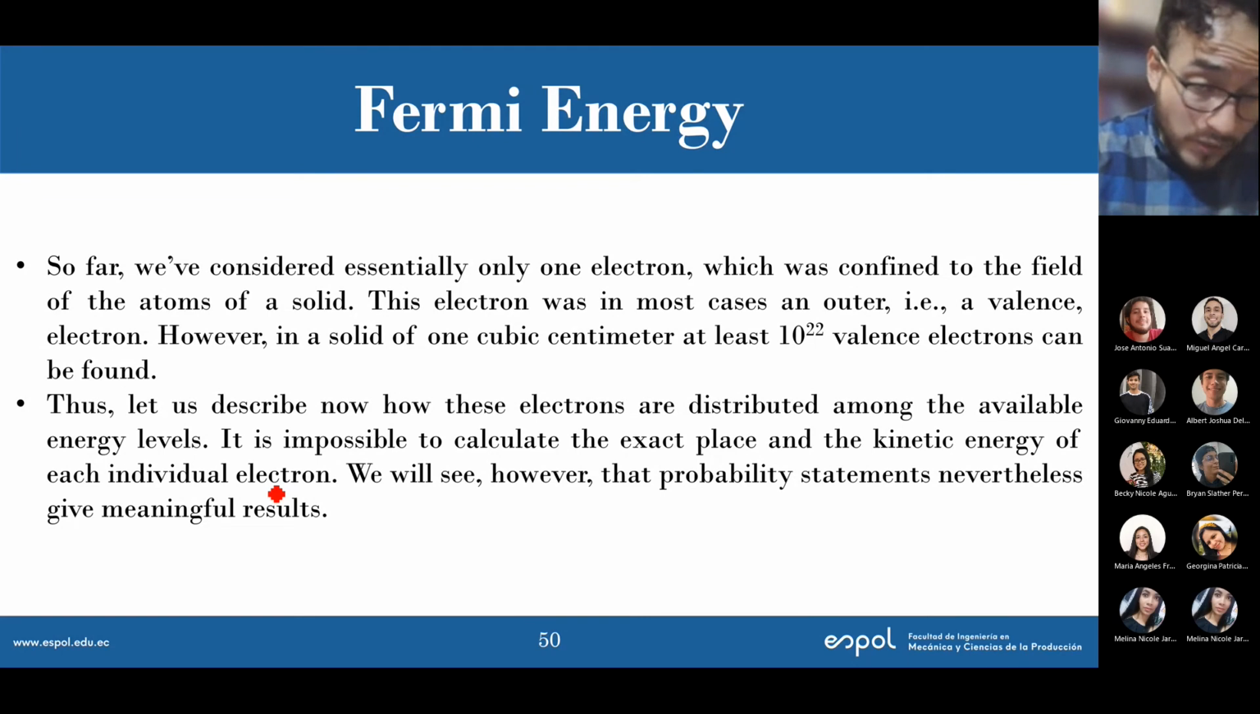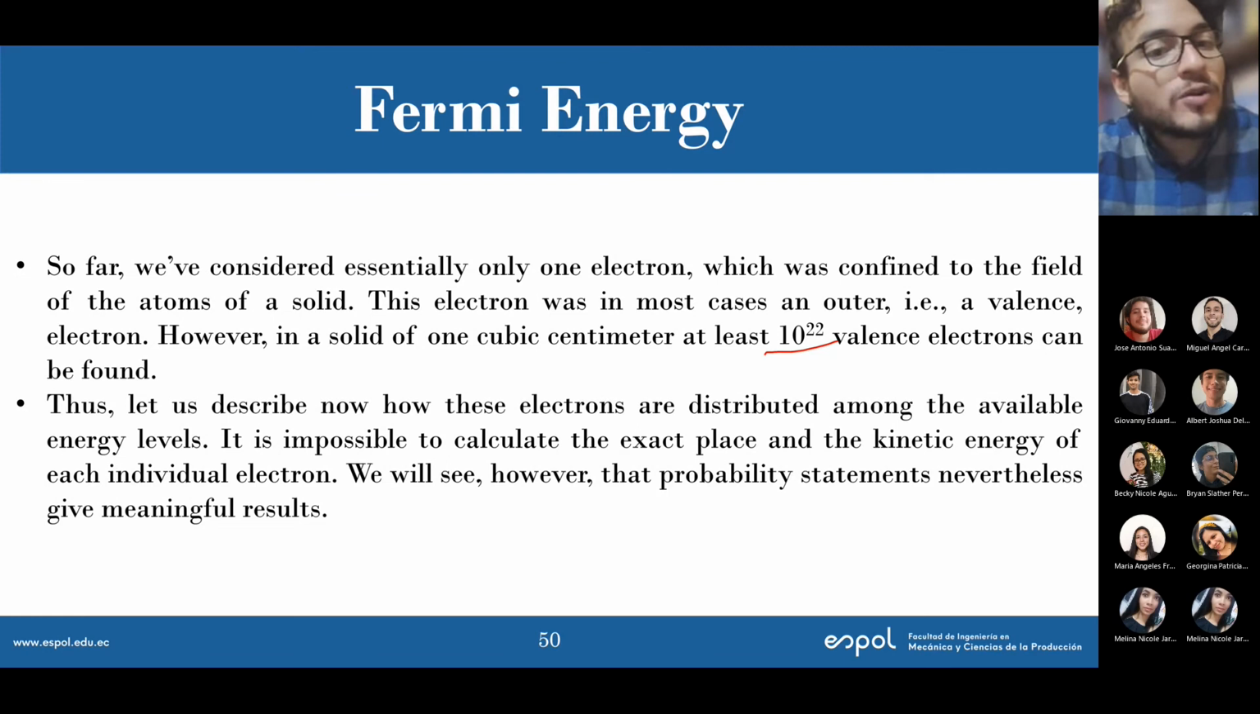But if we think of a solid, of a material, just think of a 1 centimeter cube of material. You'll have 10 to the 22 valence electrons, just in that material. It will be impossible to describe how all these 10 to the 22 electrons are distributed among the energy levels, right? Imagine how many energy levels I'm going to need, and it will be impossible to know exactly how all of these electrons are distributed.